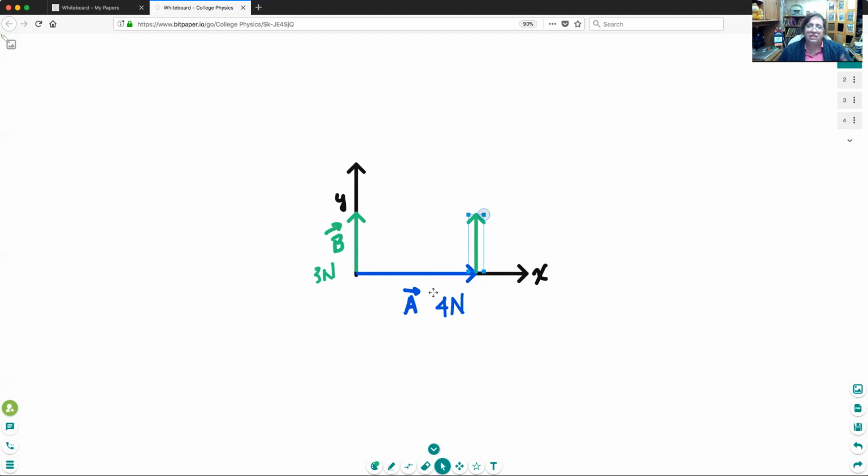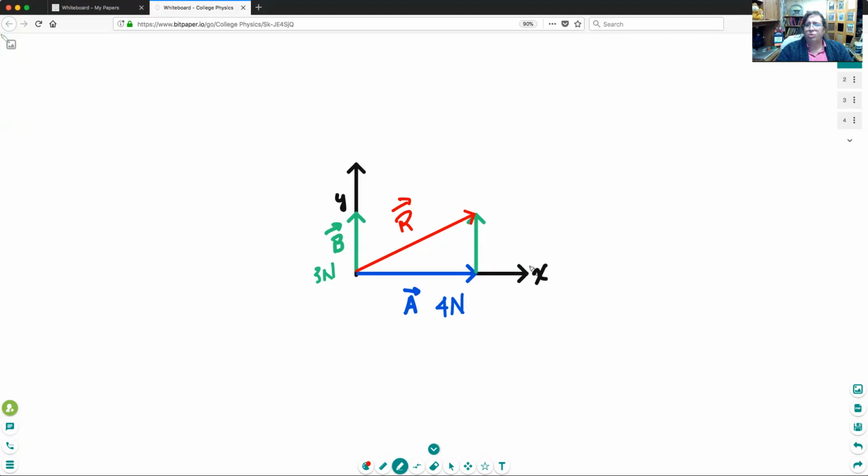Now, this is known as the tip-to-tail method of addition for vectors. We put one down in the plane that's already in. We put the other one so its tail is at the tip of the first one. That's all. And in this case, the resultant vector, I'll make that in red, is going to be a line that's going to run from the origin to the tip of the last vector. And that is vector R.